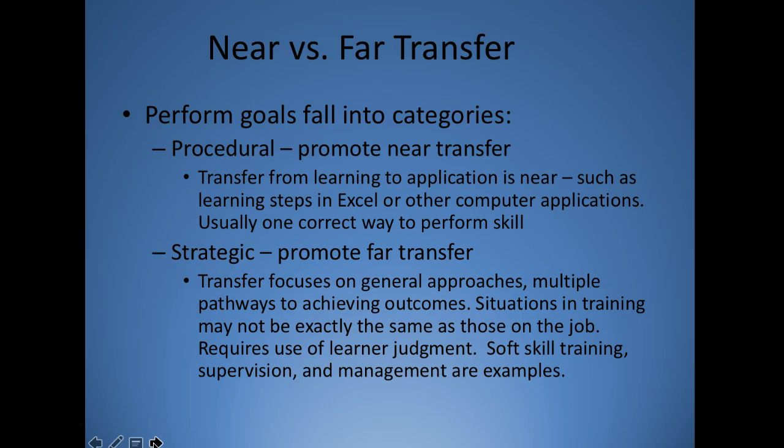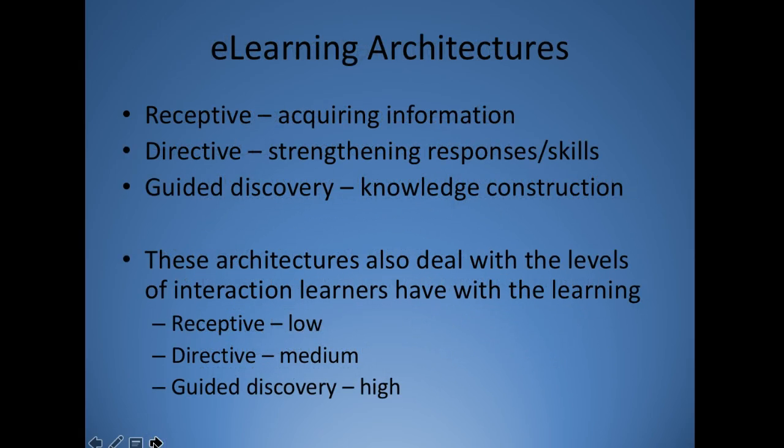Strategic is considered the type that promotes far transfer, because this is more general, more strategic, with multiple ways to achieve a particular outcome. Examples of this would be when people have to use their own judgment, so they're learning soft skills, supervision, or management skills in a type of training.